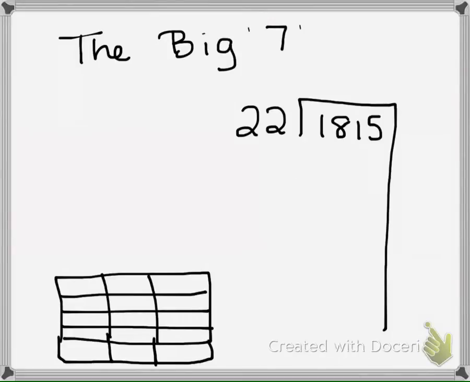Hey guys, tonight we are going to talk about what is called the Big Seven. This is a method that you can use to divide any whole number by a whole number. And it even works with decimals, so I'm going to explain what it is.